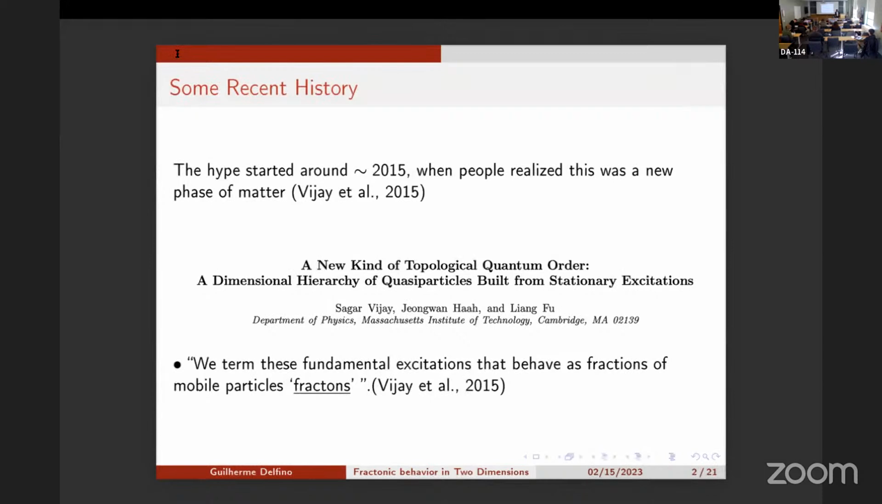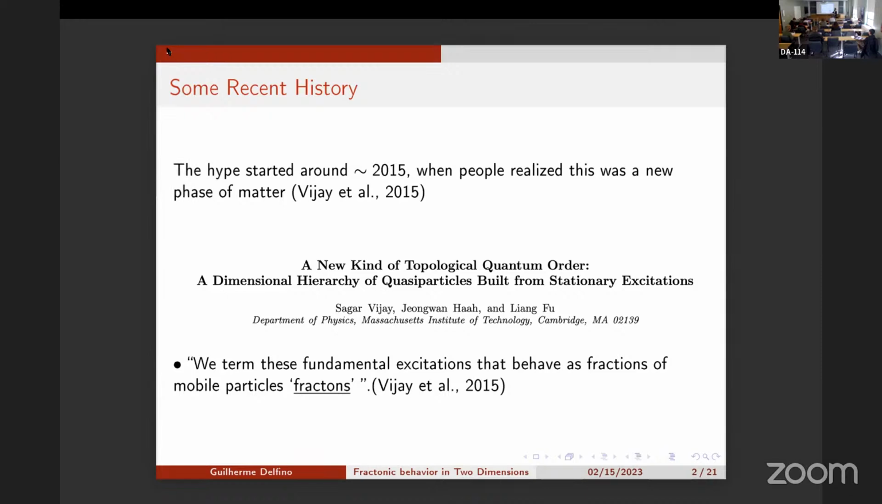Okay, so just to give people some context, all this hype for fractons, both in the CMT community and the high energy community, and even in computer science, I would say started around 2015 with this paper from Vijay, Haah, and Fu, where they finally figured out that these fracton phases were not just special cases of glasses. They were actually a new phase of matter. And they gave them the name fractons because one of the main properties of these systems is that the particles cannot move. Or if they can move, they can move only in restricted ways. For example, they can only move along a plane or a line, or cannot move at all. And since they behave as fractions of mobile particles, they dubbed these particles fractons.